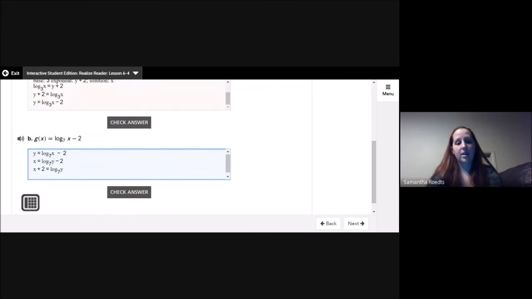And now I can rewrite it in exponential form. So my base is 7. My exponent is x plus 2. And then the solution is y. So I have y equals 7 to the x plus 2.